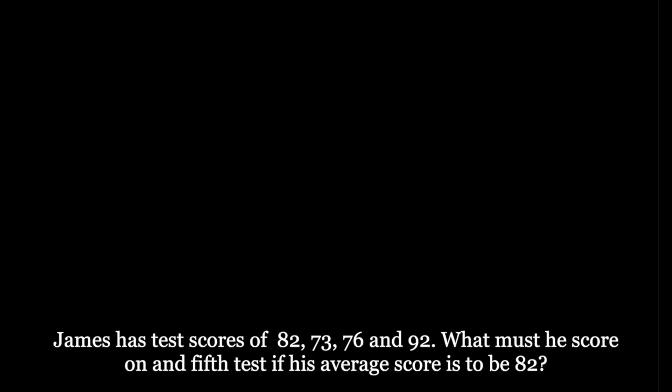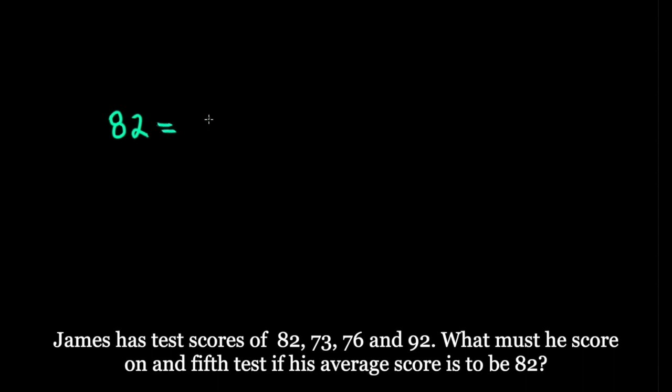Now let's solve a word problem. The word problem says this. James has test scores of 82, 73, 76, and 92. What must he score on a fifth test if his average score is to be 82? So we know that average in the problem is equivalent to finding the mean. We know that our mean needs to equal 82, so we can put 82 here.